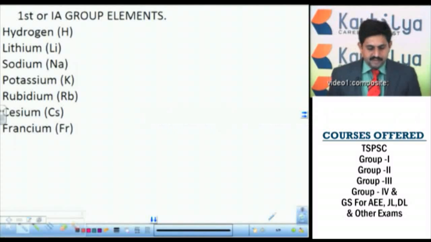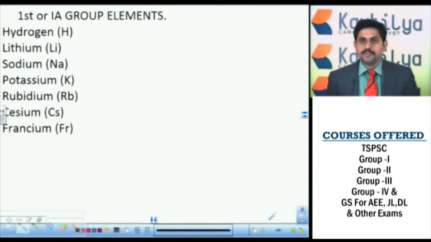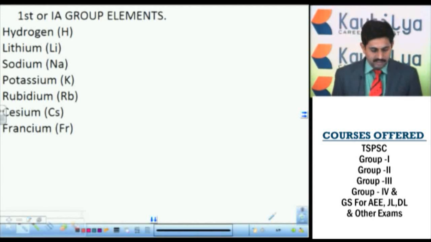In the previous class, we discussed the periodic classification. We discussed the complete periodic classification, how these elements are classified into different groups, how many periods and groups there are, and on what basis these elements are arranged in the same group. That's all we have discussed. Along with that, we discussed the zero group elements also.